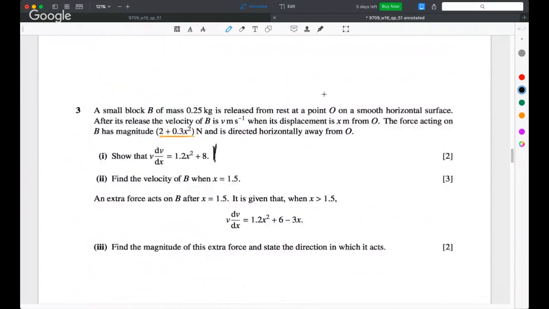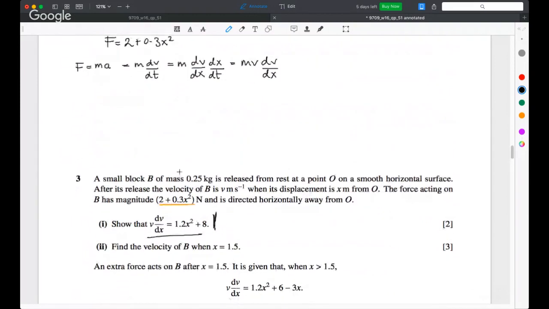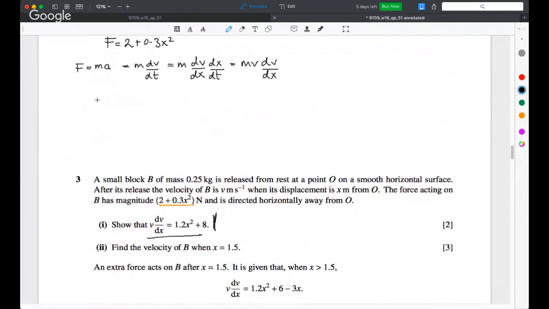Okay, so find the velocity of b when x is equal to 1.5. So they're just asking you to integrate this equation. So we have just a separation of variables question. We keep the v on this side and the dv, and we take the dx over to the x side. And then we integrate. Now, we need limits if we want to get the actual velocity. So let's put our limits to start at the point of release.